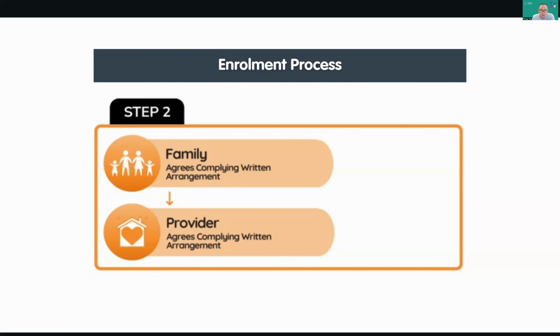Cool. Hope that makes sense. So just to quickly sum up step 2, two parties are involved, the family and you as a provider. Key step number 1 is to agree the arrangement of care with the family. Once you've agreed that care arrangement with that family, you have to submit an enrollment notice. The recommended period to do that is within 7 days.